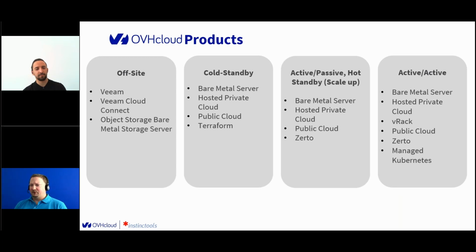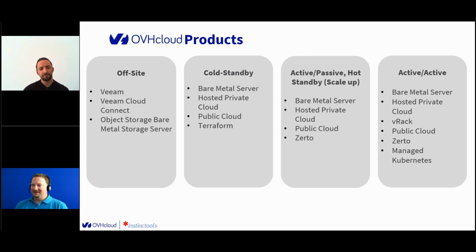From an infrastructure perspective, we have different products to cover you in your infrastructure. For offsite backups, we have Veeam, we have OVHcloud Connect with deduplication online, object storage and bare metal object storage servers that can be used for backup servers. For the cold standby setup, we provide bare metal servers, hosted private cloud, public cloud, and of course, something with Terraform, where you can define your infrastructure by code and deploy it on a cloud on command.